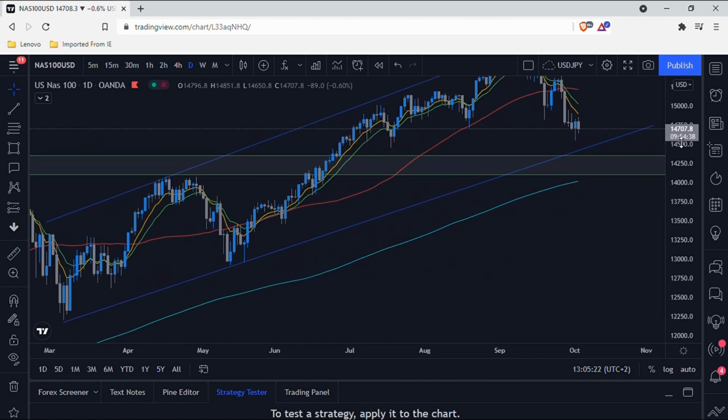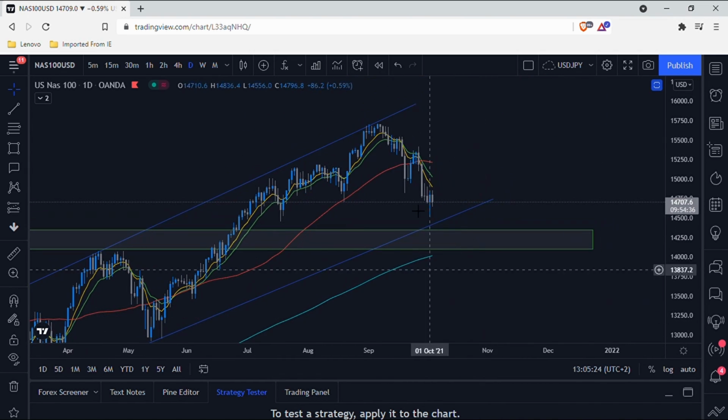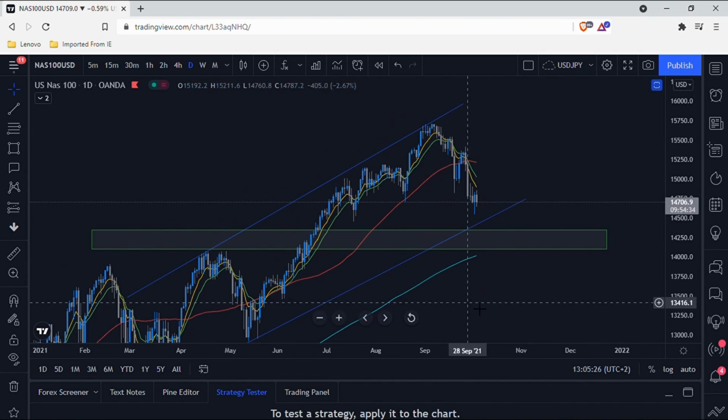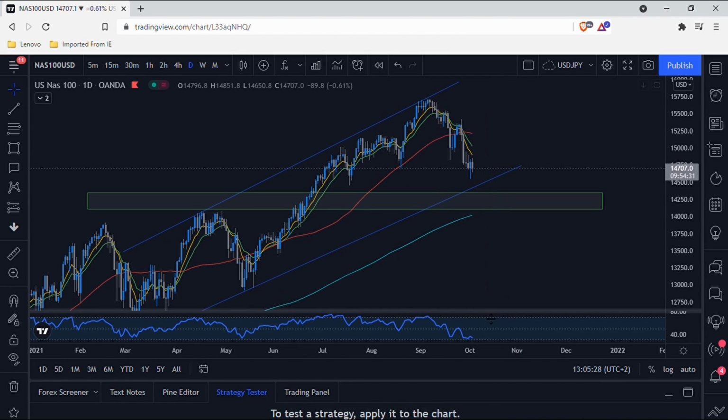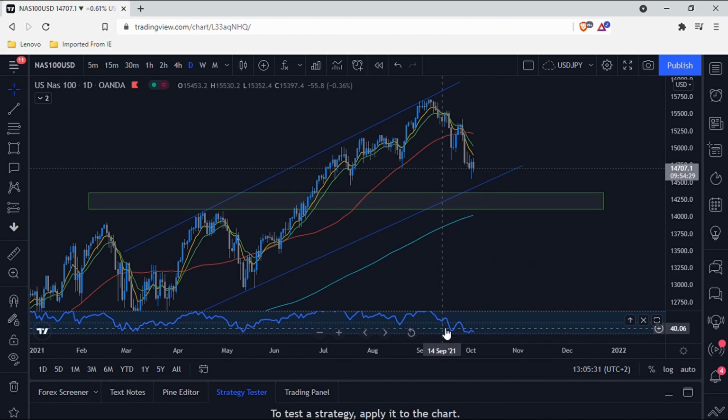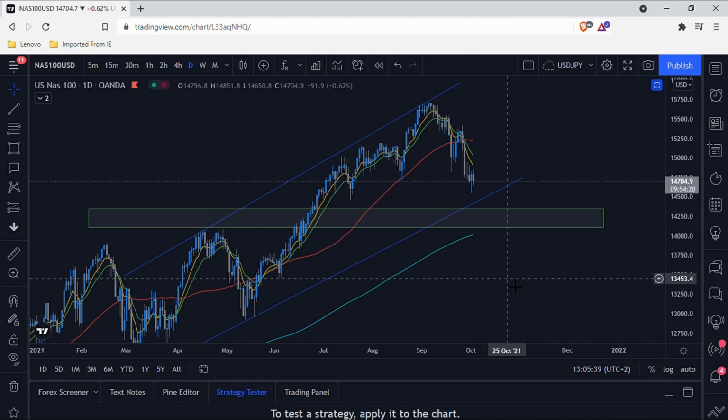Okay, so on daily, what we see is we formed a series of higher lows. Let's just have a look at our RSI. Our RSI isn't showing us any signs of reversal just yet, right? There is slight hidden bullish divergence here. That's fine, so we can take the RSI away.